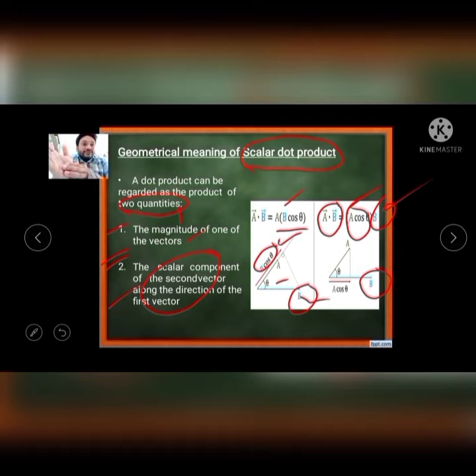So overall, if you want to understand the scalar or dot product, it is the product of two quantities. Those two quantities are the magnitude of one of the vectors, and the scalar component of the second vector along the direction of the first vector. This is the geometrical meaning of the scalar or dot product.